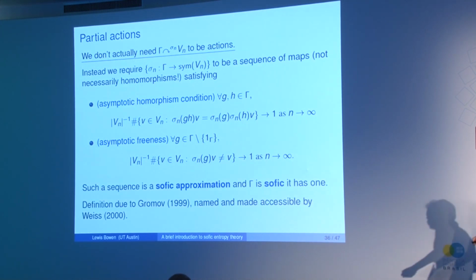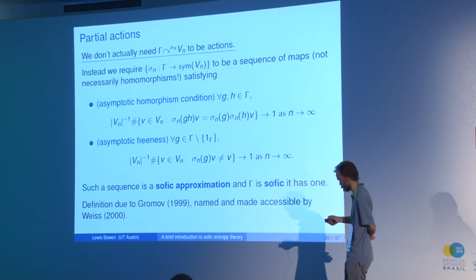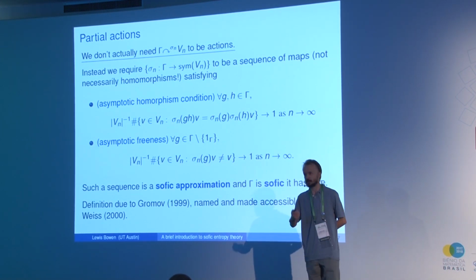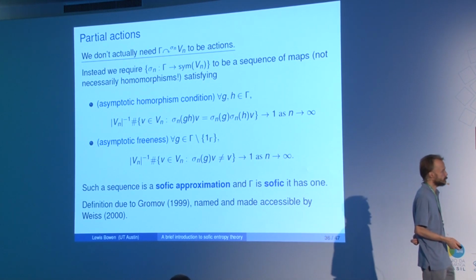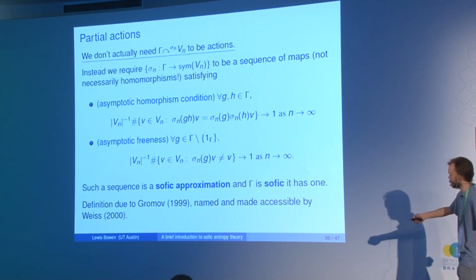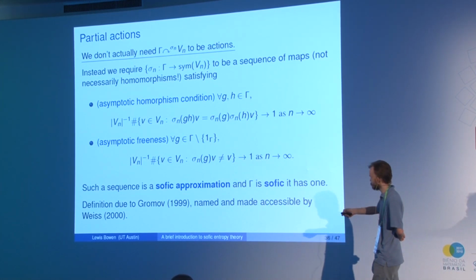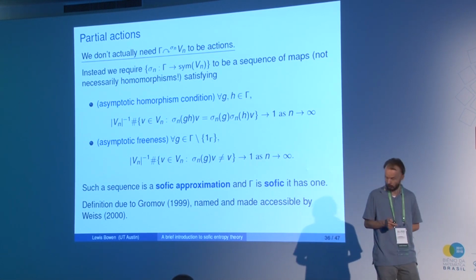So we say that a sequence is called a Sofic approximation if it satisfies these two conditions. And gamma is Sofic if it has a Sofic approximation. So this property was studied by Gromov, but he didn't really give it a name. So Benji Weiss gave it a name in 2000 and made it more accessible to a broader audience.